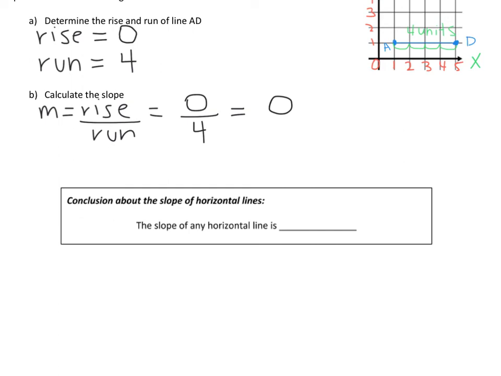So what we can conclude is that the slope of any horizontal line, so any line that is completely flat, is always going to be 0, which makes sense. There isn't any steepness to the line that we created. It was completely flat and running horizontally. So if it doesn't have any steepness, the slope has to be 0.